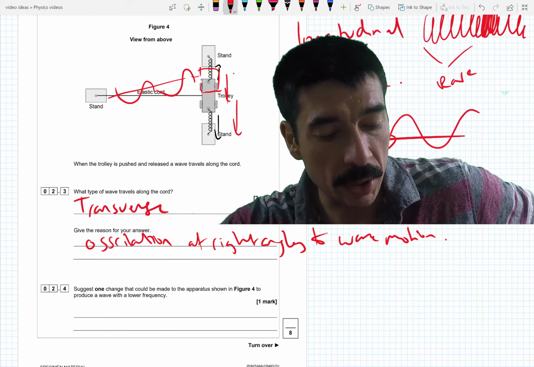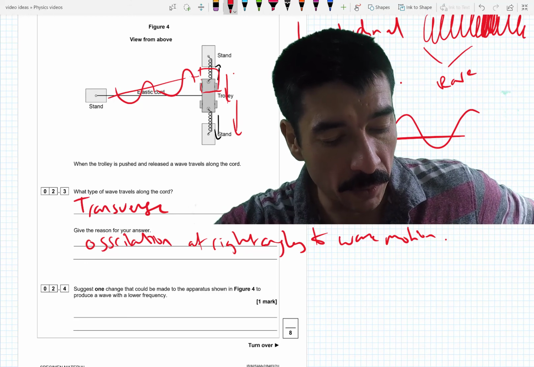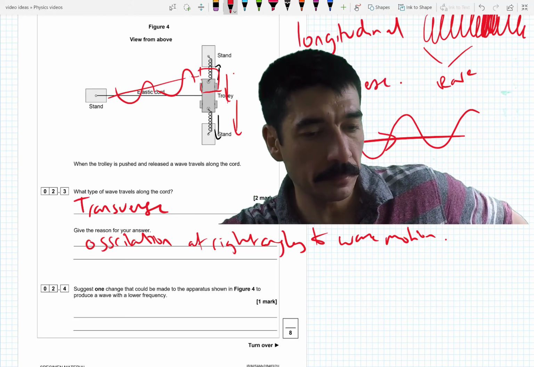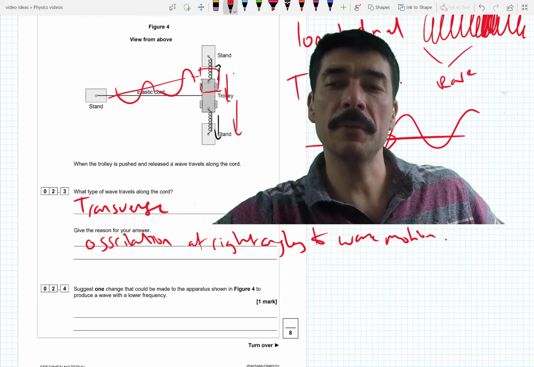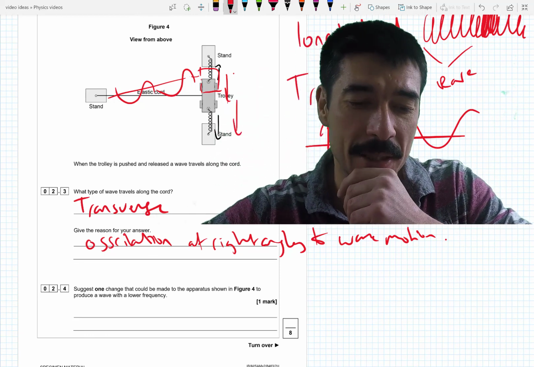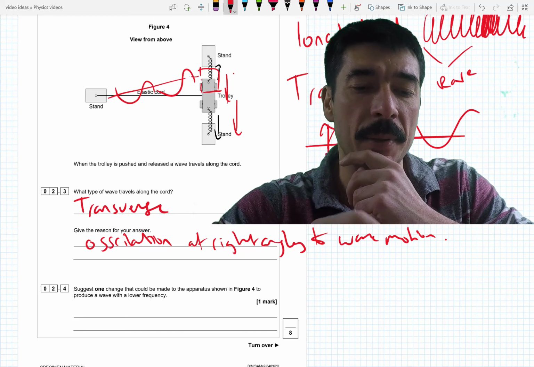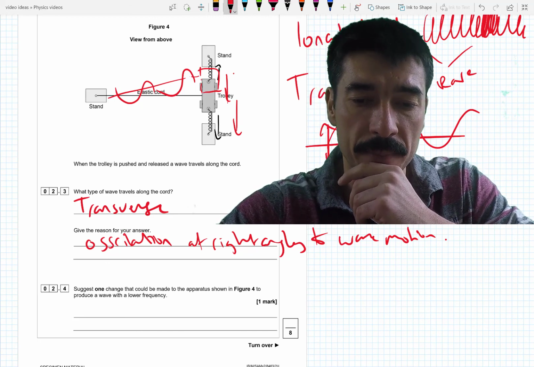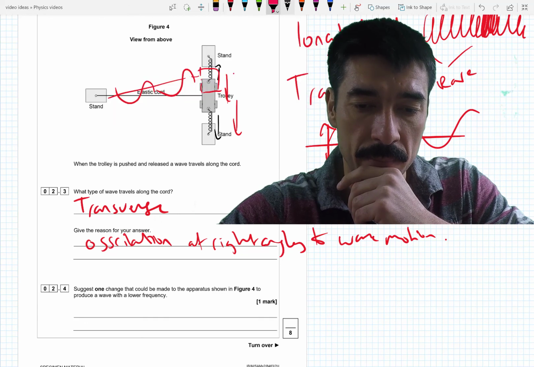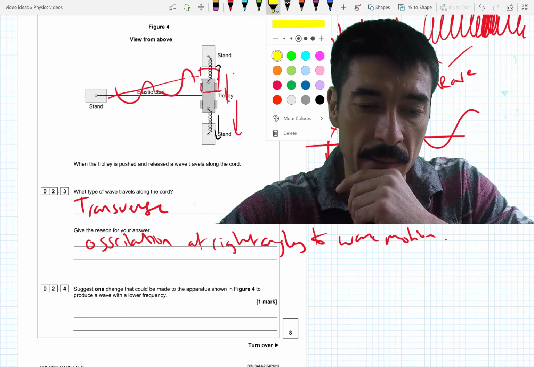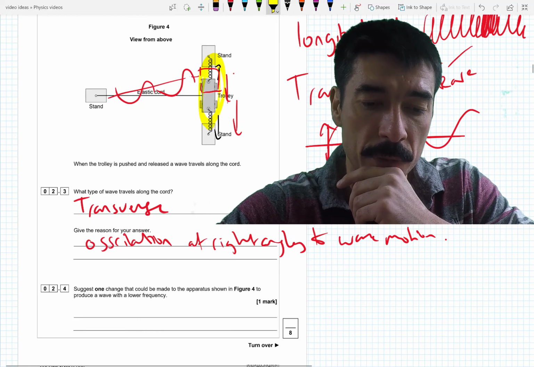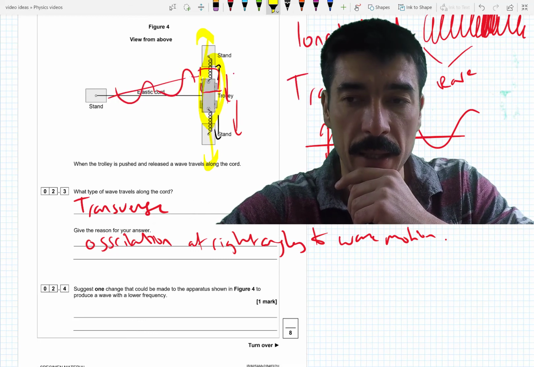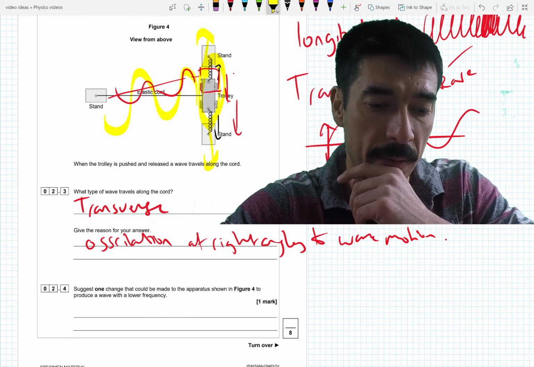Suggest one change that could be made to the apparatus shown in figure 4 to produce a wave with a lower frequency. Well, if you've not done the A-level course, this is actually a bit tricky because this setup here will bounce backwards and forwards, okay? This thing here will just shuttle backwards and forwards, this way then this way, this way then this way. Right, and as it does that, it will send a ripple out like this.